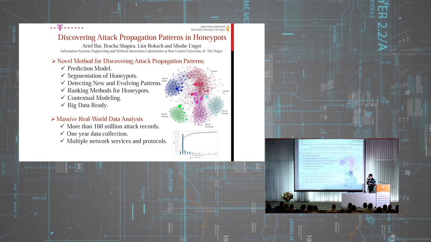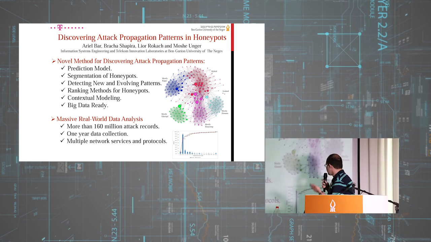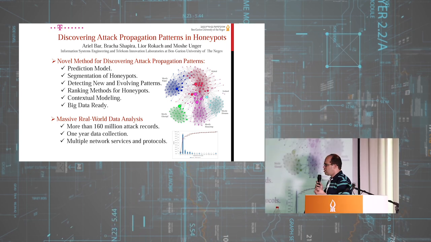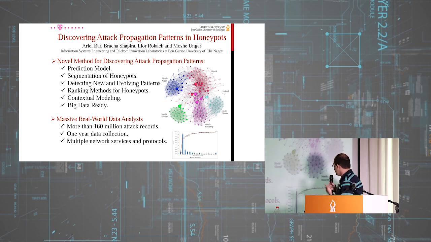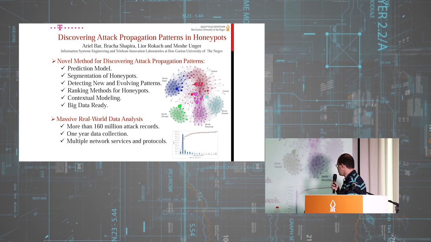Overall, our novel method has a prediction model, and a segmentation of honeypots into groups that we can see by the colors. We can detect new and evolving patterns, rank the honeypots that contribute the most to the attacks, and have some contextual modeling also. All the implementation was ready for big data, and we evaluated on a massive data set of real attacks with more than 160 million attack records collected over a period of 1 year.